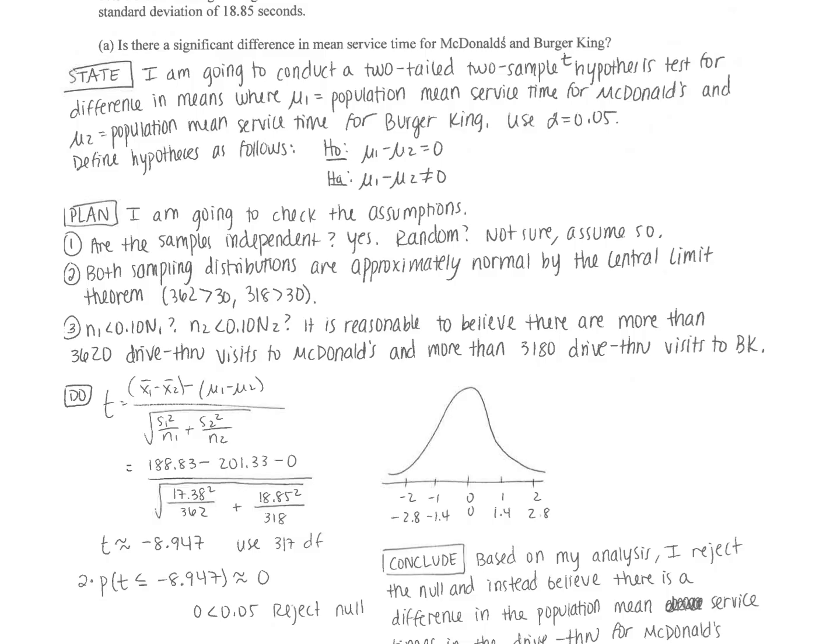Okay, here's my answer key. It says the state plan do conclude, but it's the same idea. Things I want to point out to us. We need to say that this is a 2-sample hypothesis test for 2 means, or difference in means. The samples need to be independent and random.